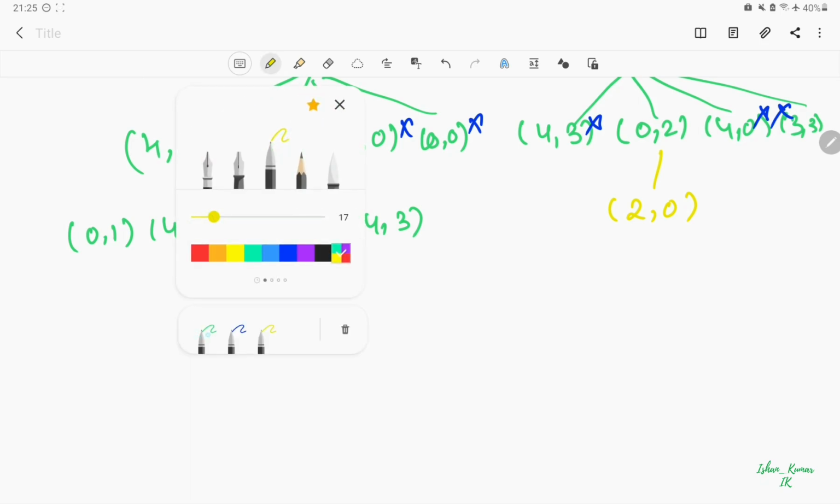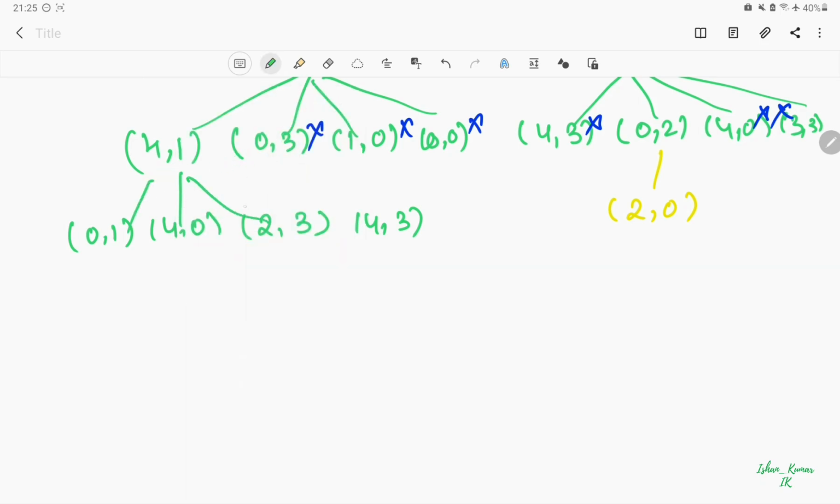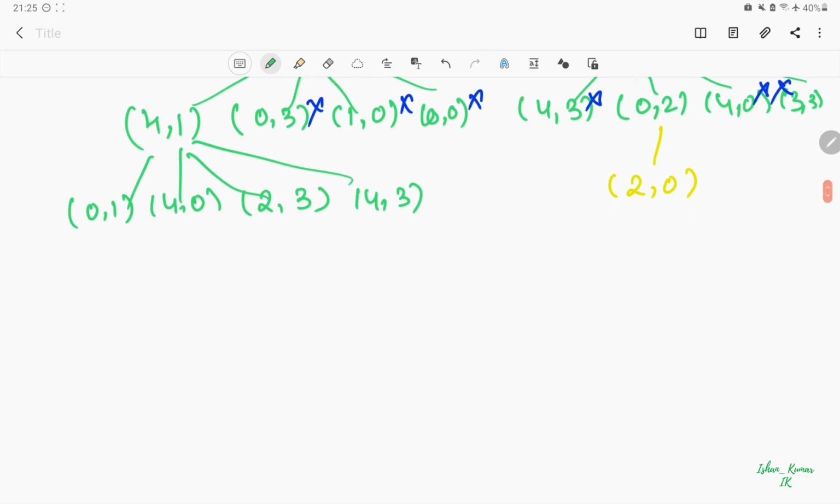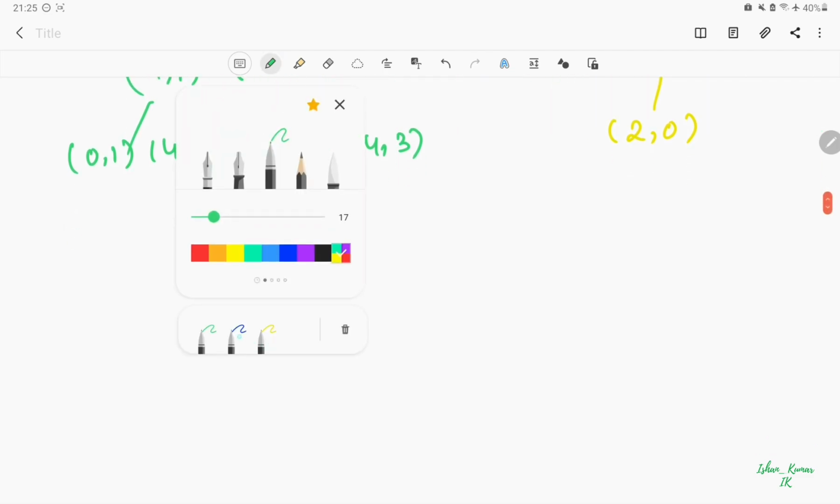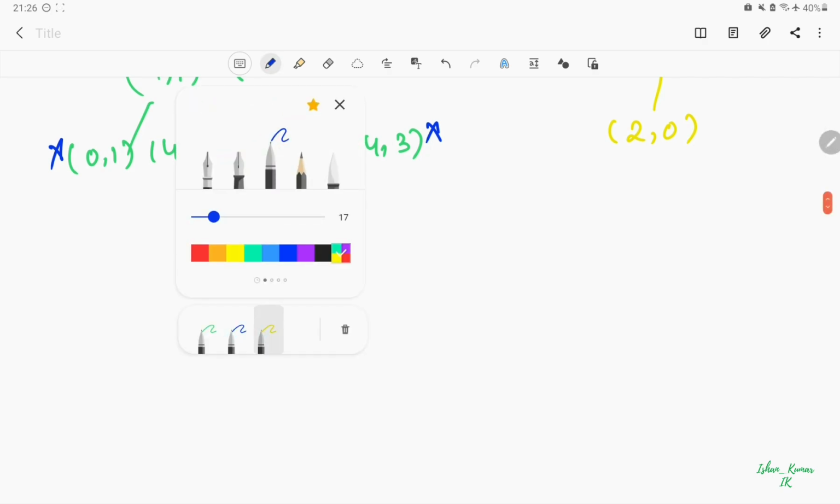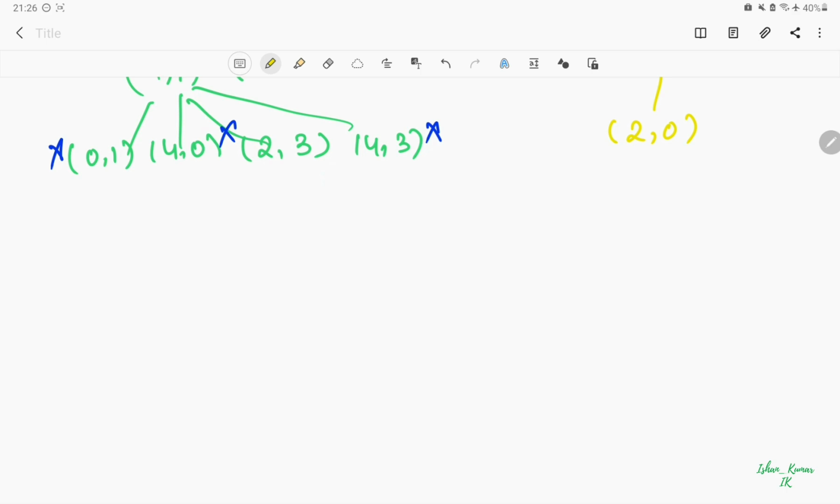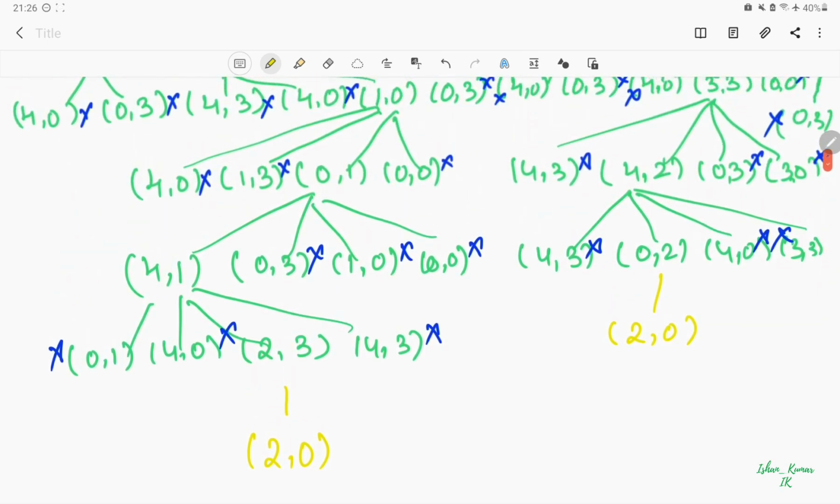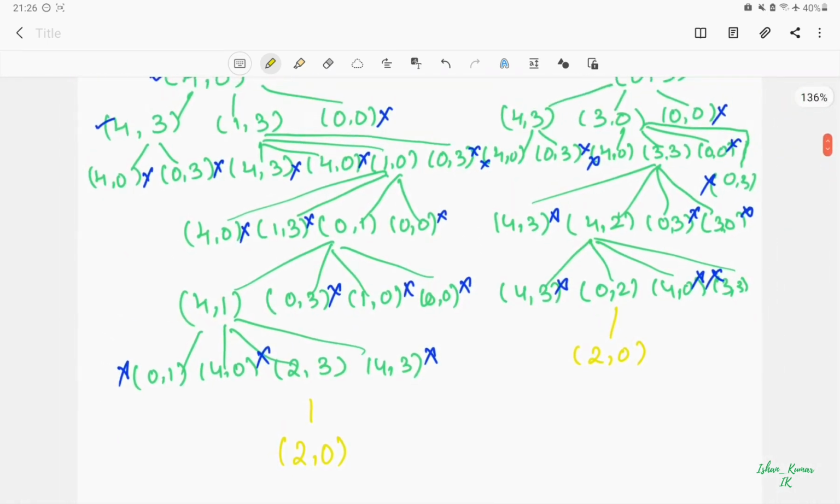Now on the left hand side, these are the 4 states which are possible from 4, 1. Now here 0, 1 already explored, 4, 0 already explored, 4, 3 already explored, 2, 3 is not explored before. So we can explore this one. Now here from 2, 3, if we empty the second jug here, we can directly reach our final state 2, 0.